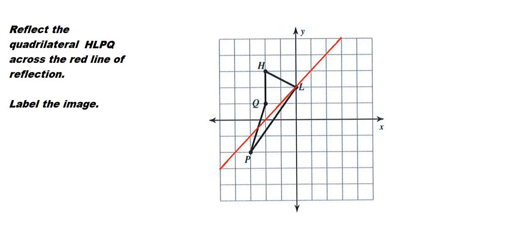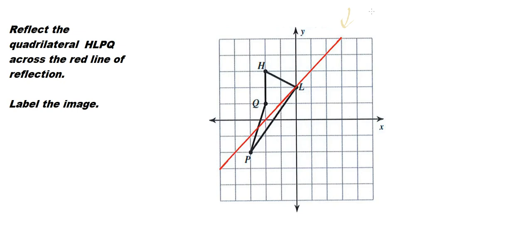Reflect the quadrilateral HLPQ, which is this shape obviously, across the red line of reflection. So this red line is on a diagonal, and we have to use that as our mirror line, or line of reflection, and then we label the resultant image.